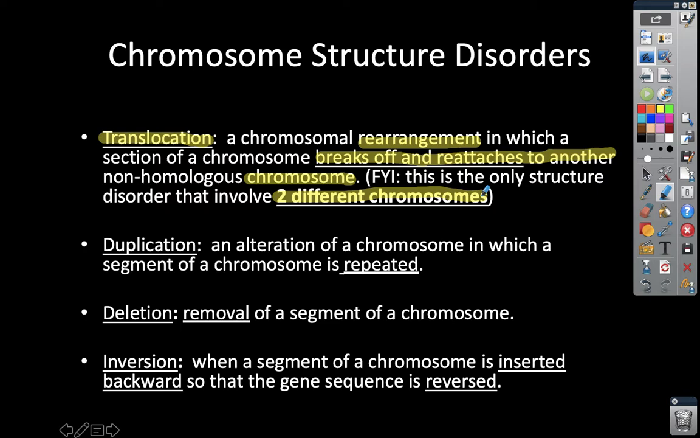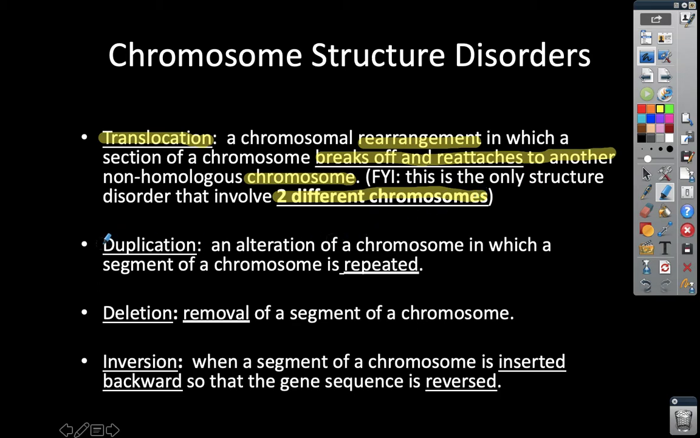So there are 2 different chromosomes. Parts of the chromosomes break off and reattach to another chromosome. Now this could be one chromosome breaking off a segment and attaching to a different one, or both of the chromosomes can break off pieces and then basically trade places with each other, and that's called a reciprocal translocation.